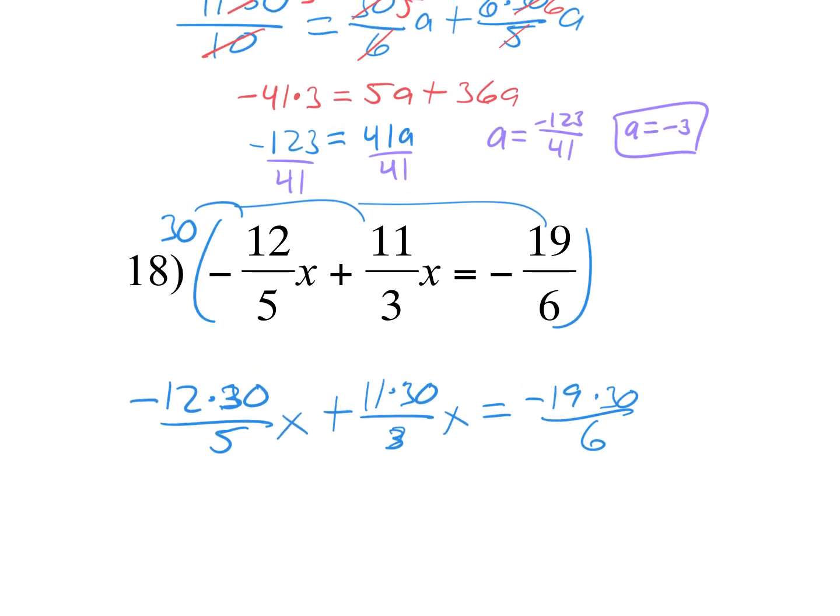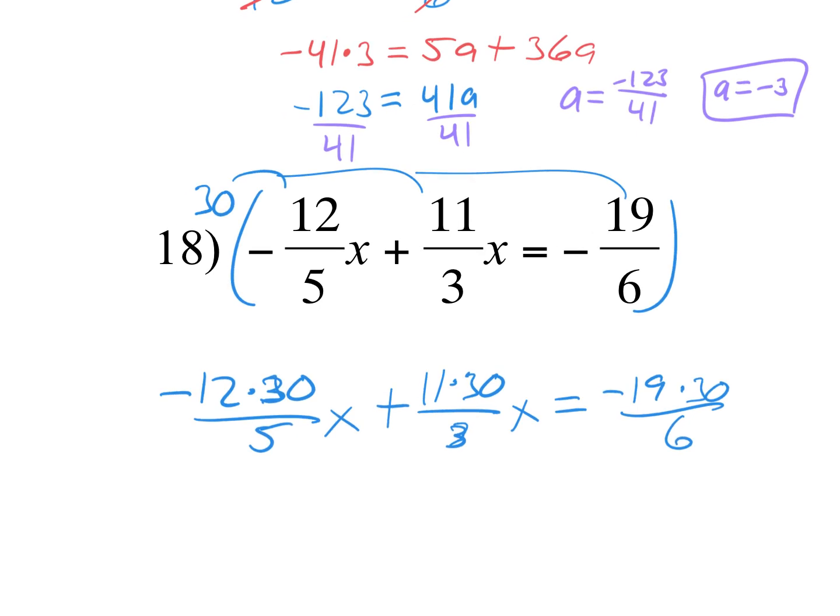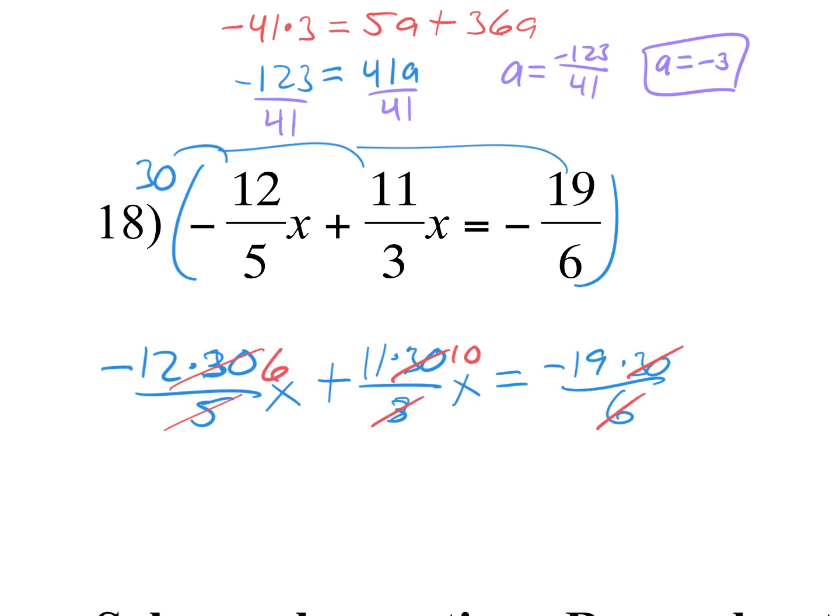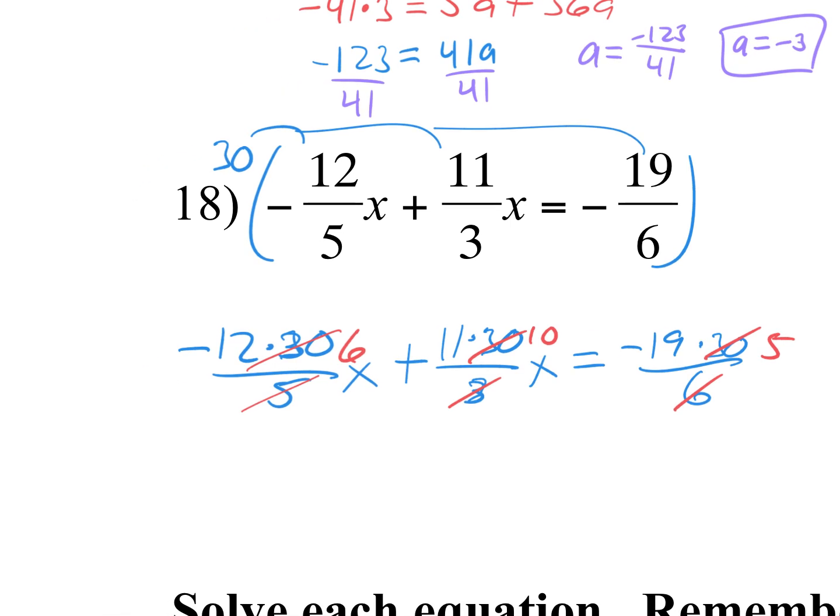So just like the last one, you don't want to do negative 12 times 30 and get negative 360 and then divide. That's a little too much for this one. You are able to simplify these fractions first before you go ahead and multiply. 30 and 5 simplify to 6, 30 and 3 simplify to 10, and then 30 and 6 simplify to 5. This is much easier to deal with than if we were to do negative 360 divided by 5, 330 divided by 3, and so on.